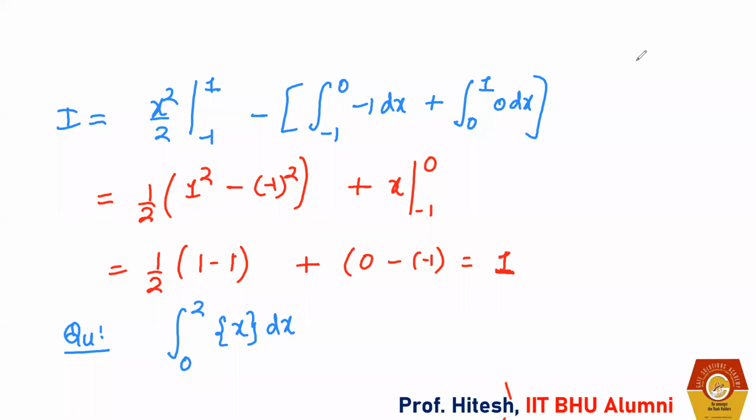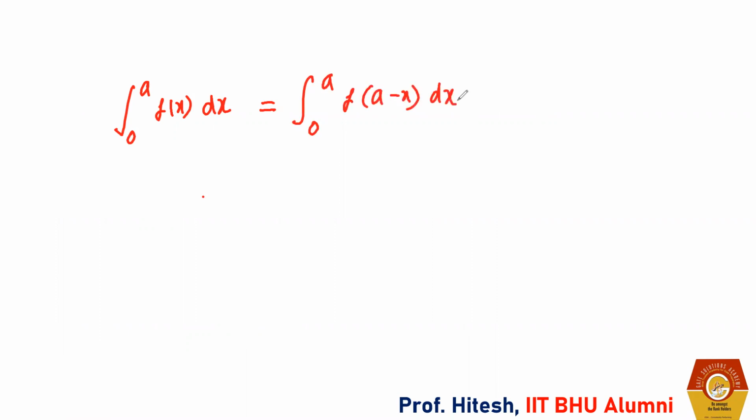Okay, so let me clear this. Now the next property is, if you have the integral from 0 to a of f of x dx, it will be equal to the integral from 0 to a of f of a minus x dx. Okay, you can prove it just by putting a minus x equal to z. So you can prove it. Okay, so you can say the result.